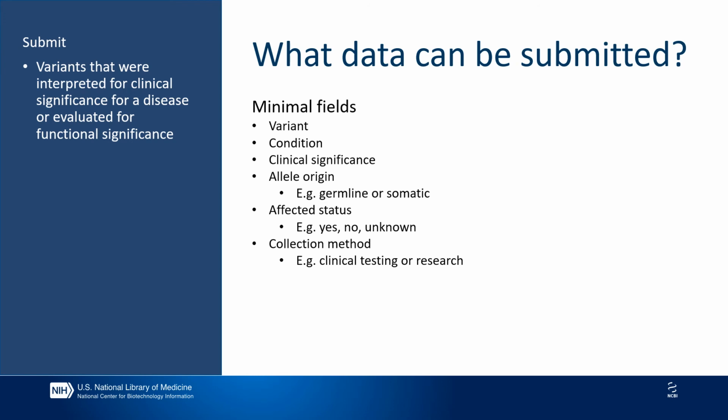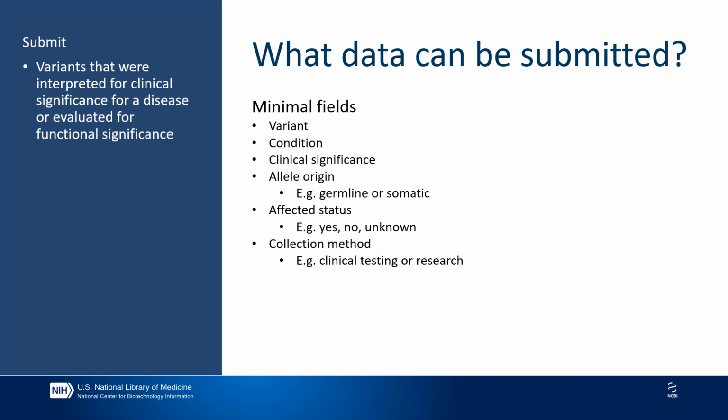So when you have your variants that were interpreted for clinical significance and you're ready to submit, the minimal fields that we ask for in a submission are a description of the variant, the condition that you interpreted the variant for, and the clinical significance or interpretation of that variant for the condition.